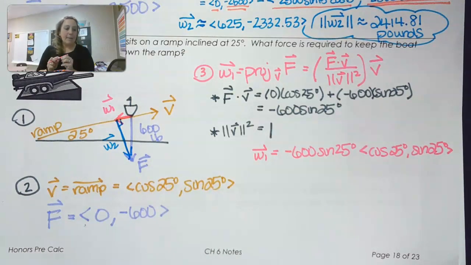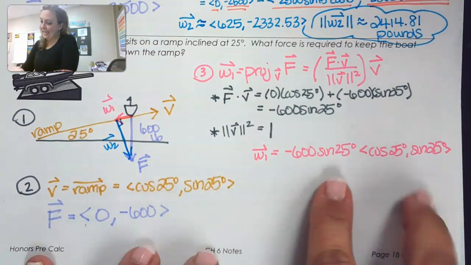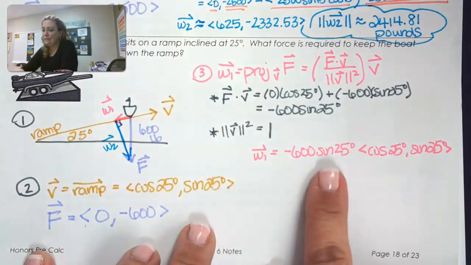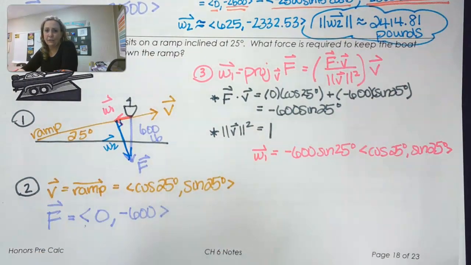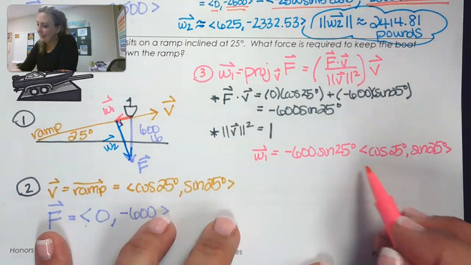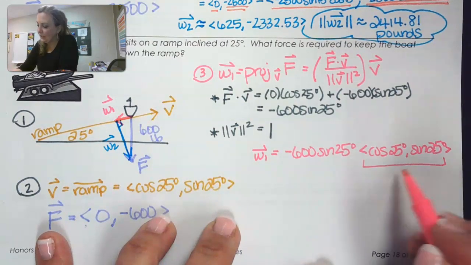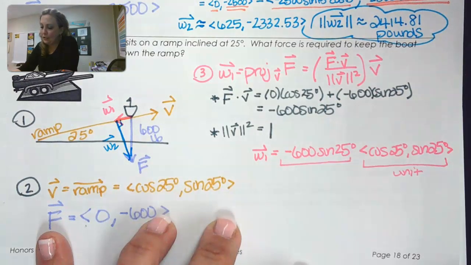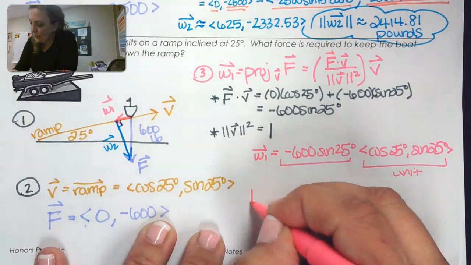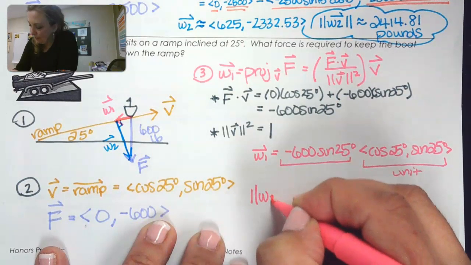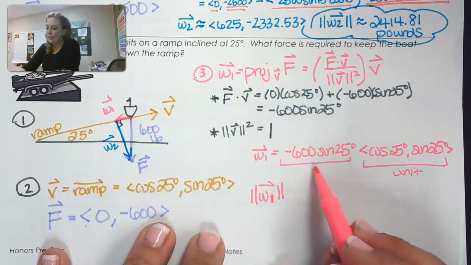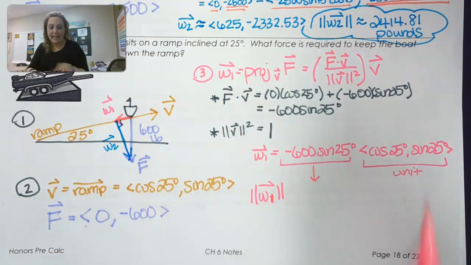Okay. If it helps you, for this case, you could make a whole vector and then find the magnitude that way. But again, the beauty is that this is going to be our unit vector. And this represents the magnitude with the direction. So what we're going to do for the magnitude of W1 is we're just going to take this and ignore the sign.